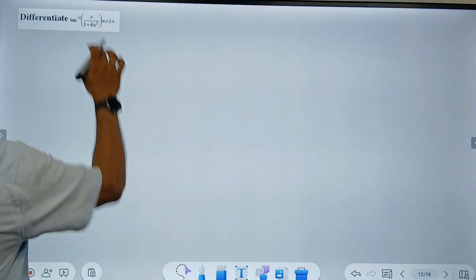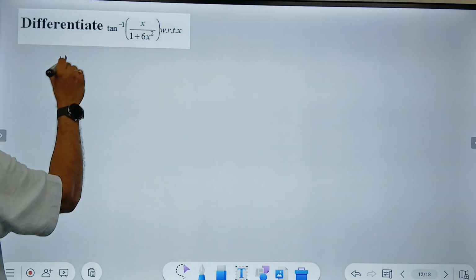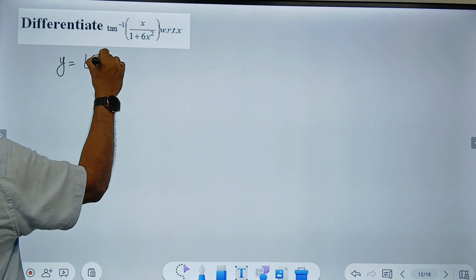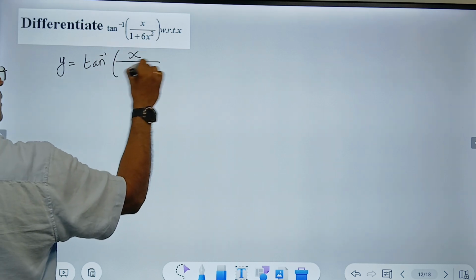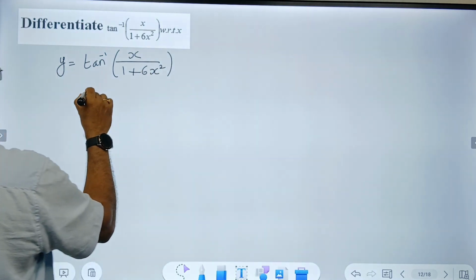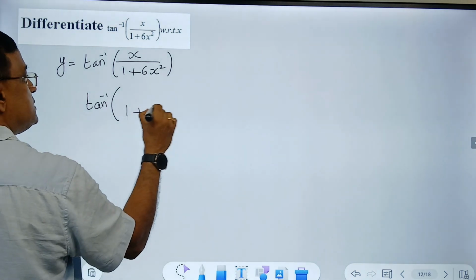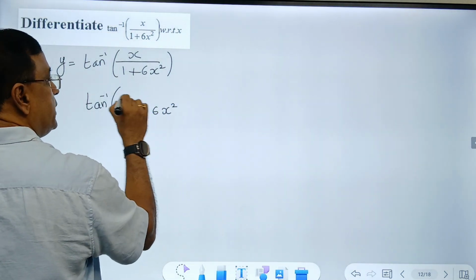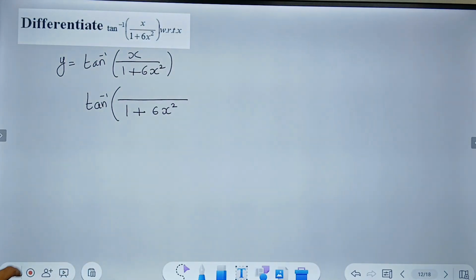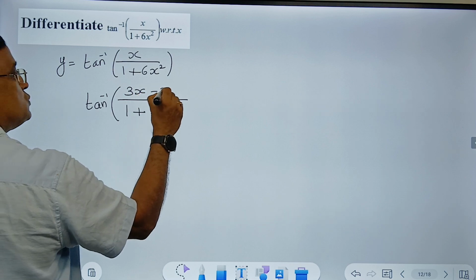Now the next question, this is a very nice problem. Let me zoom this a bit. So what is this? Y equal to tan inverse of x by 1 plus 6x square. So the denominator is plus. If the denominator is having 1 plus 6x square, I should write the numerator as what? It should be written as 3x minus 2x. Am I right?